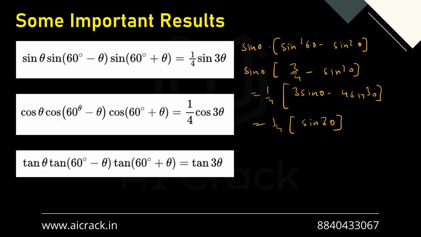Similarly, you can derive the formula for cos theta, cos 60 minus theta, and cos 60 plus theta. You'll get 1 by 4 cos 3 theta. And if you divide both of them, you'll get tan theta, tan 60 minus theta, tan 60 plus theta equals tan 3 theta. We don't have 1 by 4 because obviously it cancels out when we divide both these formulas, right?